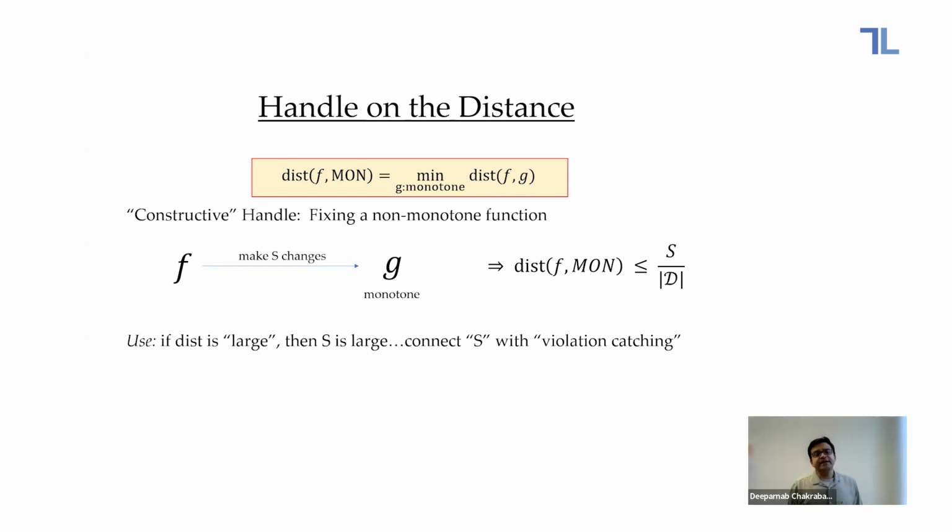We are trying to understand how to capture, how to say no when the distance is large. Well, if we need at least s changes to make f monotone in our constructive method, then we will try to look at these changes and try to capture a violation. So that's one way, and again, this is very abstract. It will become clearer as we go, but that's one way one can get a handle on the distance: constructively fix f to a monotone function, which gives an upper bound on the distance. Is that clear?